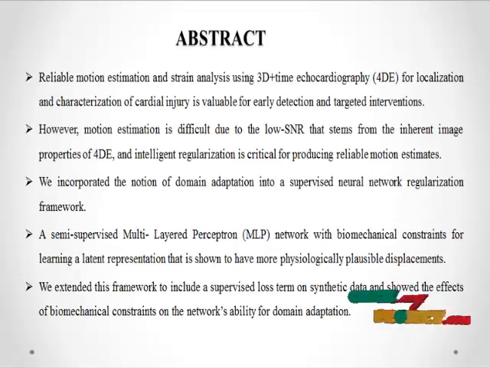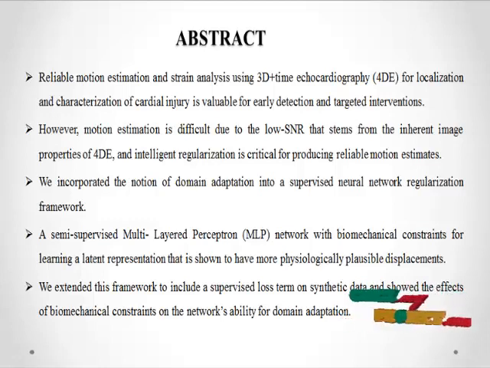And this is our abstract. Reliable motion estimation and strain analysis using 3D and time echocardiography for localization and characterization of cardiac injury is valuable for early detection and targeted interventions. However, motion estimation is difficult due to the low SNR that stems from the inherent image properties of 4DE. 4D means four-dimensional echocardiography, and intelligent regularization is critical for producing reliable motion estimates.